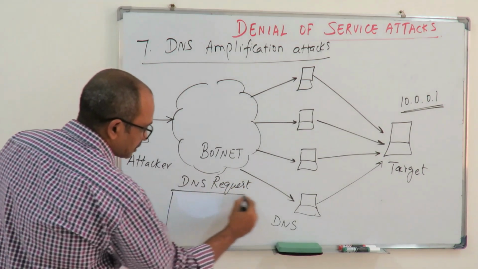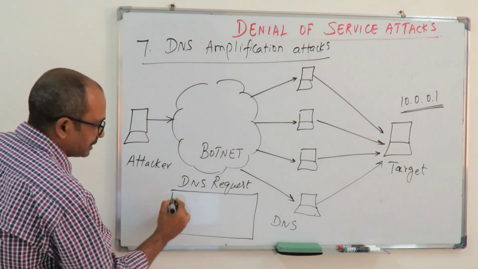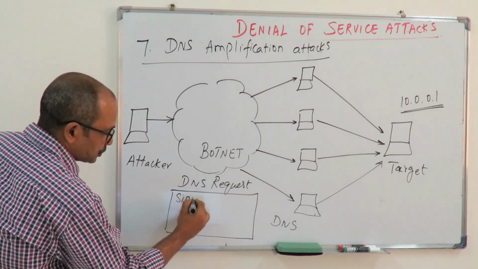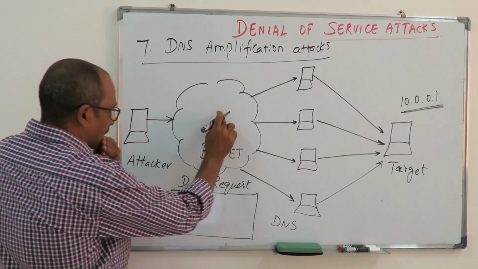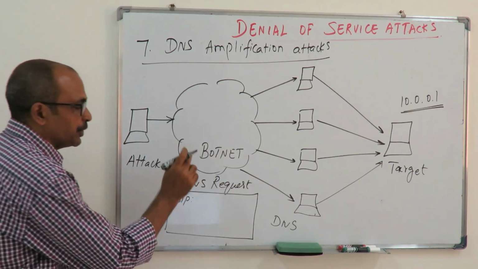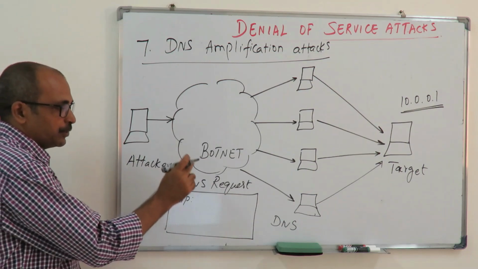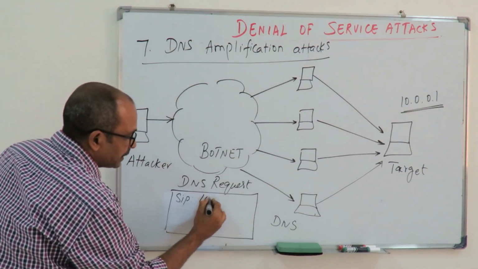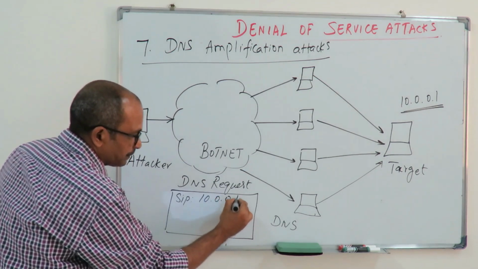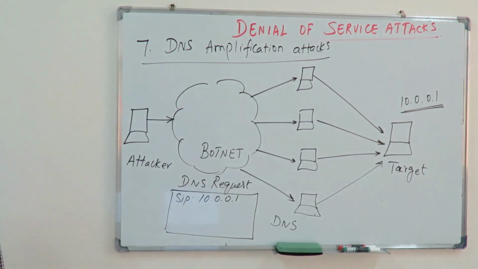So in this DNS request packet, what will be available is the source IP address. What is the source IP address? They are not giving their own IP address, so they are going to do IP spoofing. They are going to give the IP address of the target. So the target IP address is 10.0.0.1.